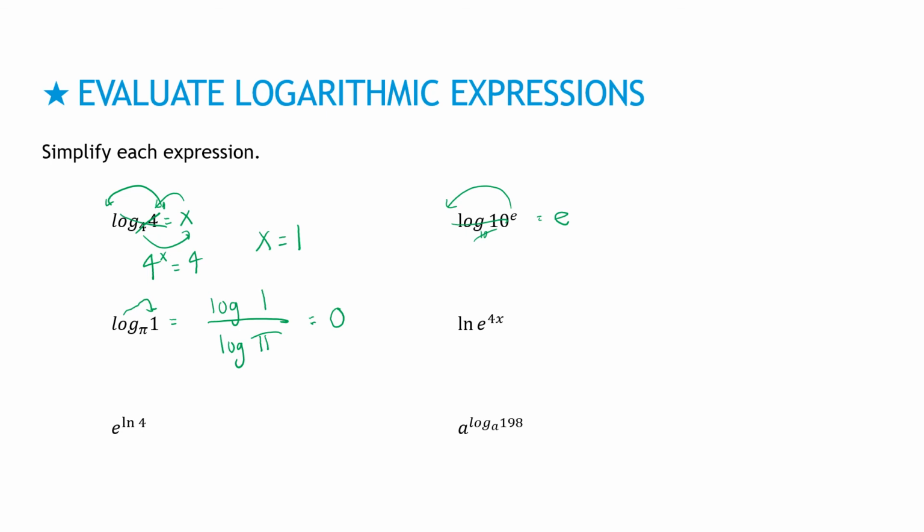Natural log is a base e, so natural log base e means my answer is 4x. E to the natural log, remember base and base cancel, I just get 4. And then base A, those cancel, I just get 198.